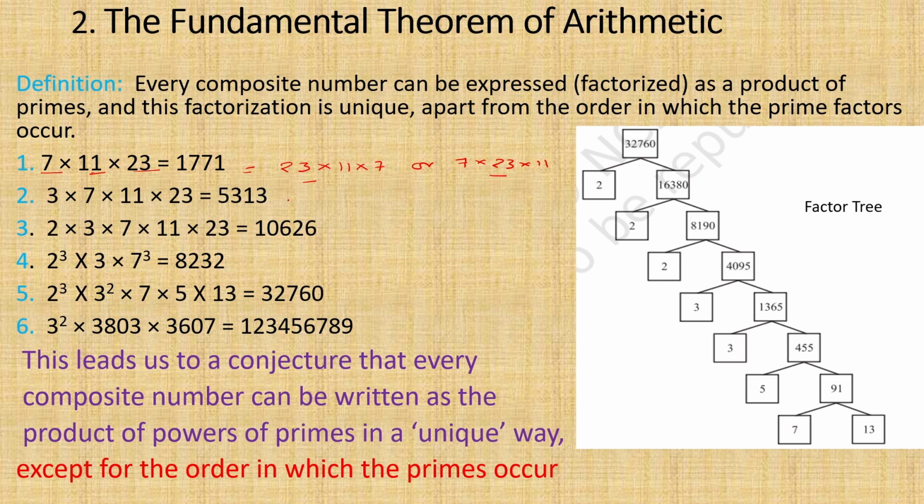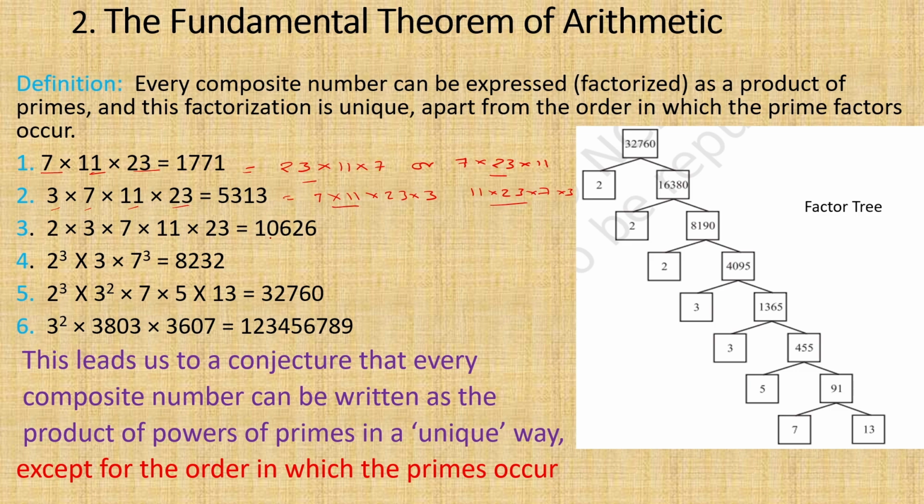Okay, understood? In this example also, 5313, we have 4 prime numbers as factors: 3, 7, 11, 23. Here also we can change the order: 11 into 7 into 23 into 3, or another order: 11 into 23 into 7 into 3. We can take any order. But only these 4 are the prime factors of 5313. No other prime factors can exist. Remember that point. The order may be changed.